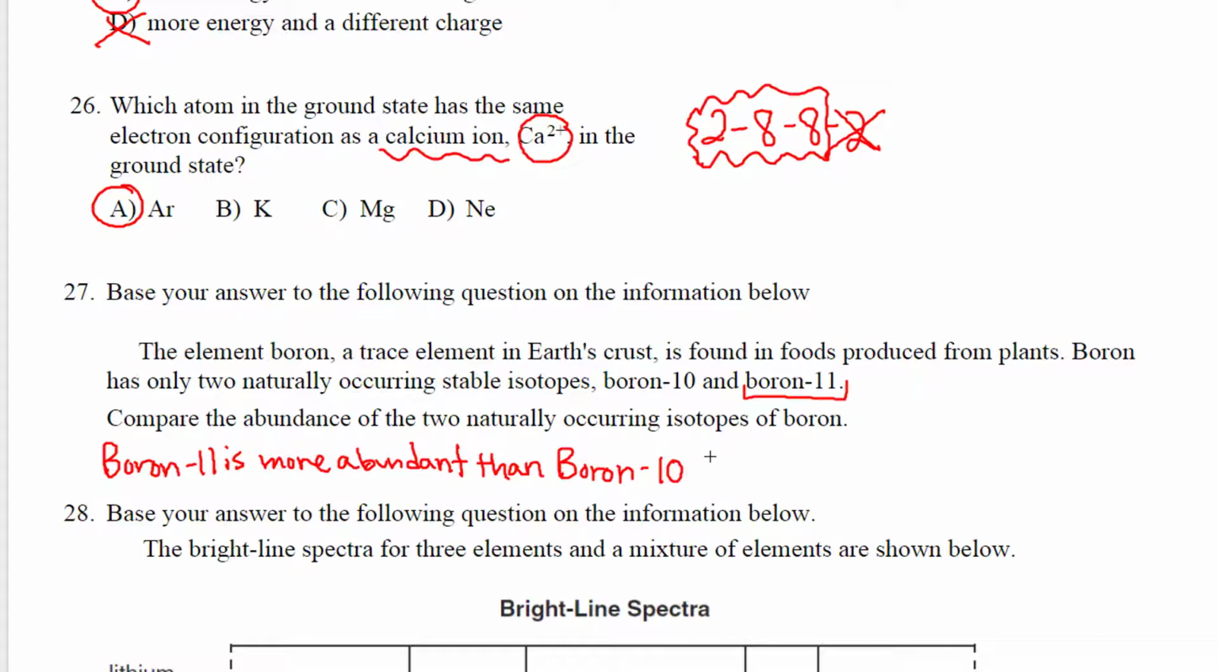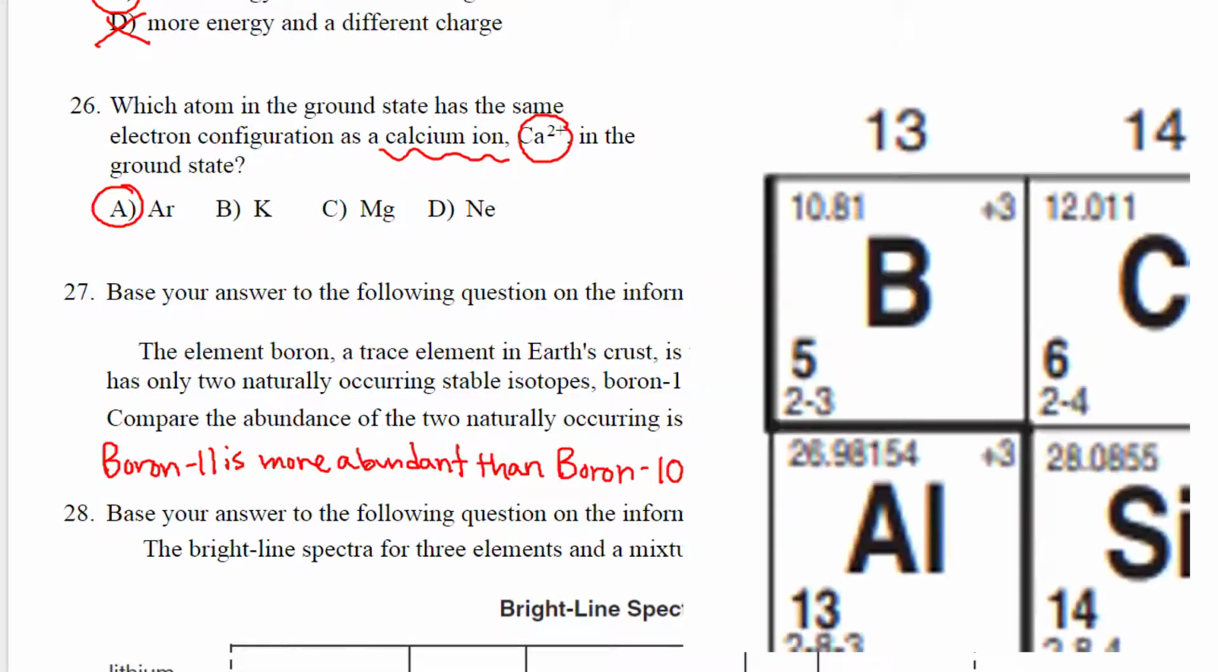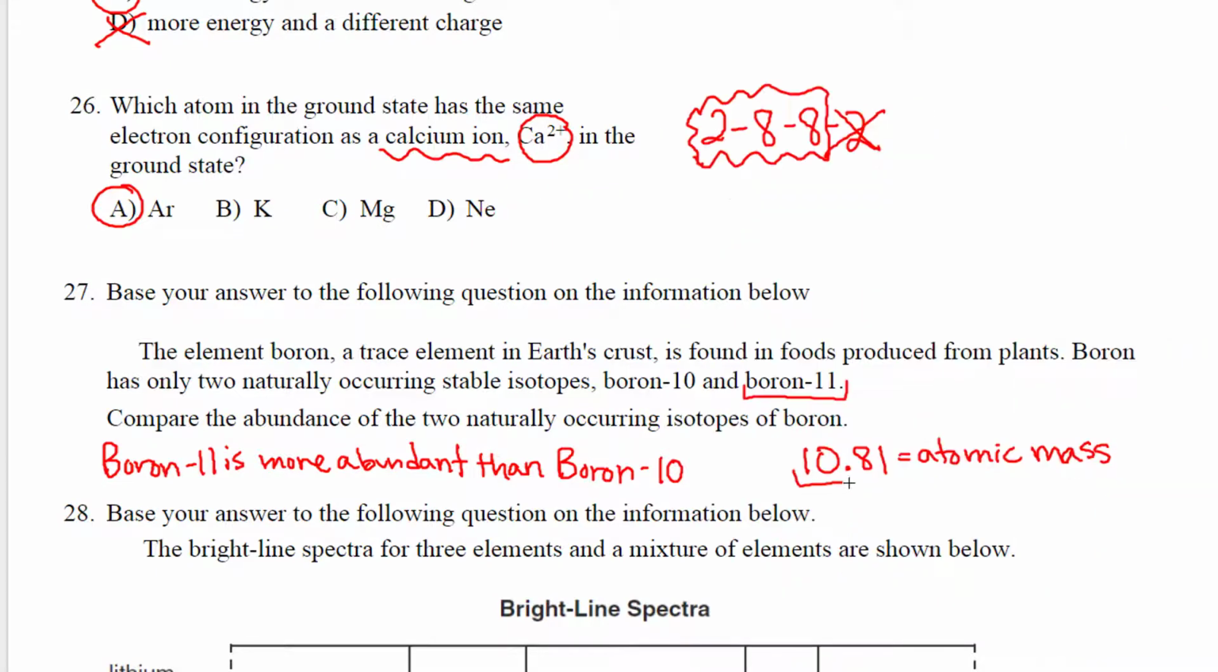Now, how do I know boron-11 is more abundant than boron-10? Well, when I look up boron on the periodic table, I see the atomic mass for boron is 10.81. Remember, your atomic mass is the weighted average of all the naturally occurring isotopes of that element. Since this atomic mass is 10.81, if I rounded that to its closest whole number value, that would round to 11, which means the mass of 11 is more abundant than boron-10 because it's contributing more to this weighted average.